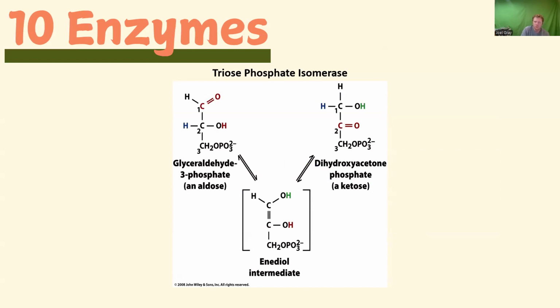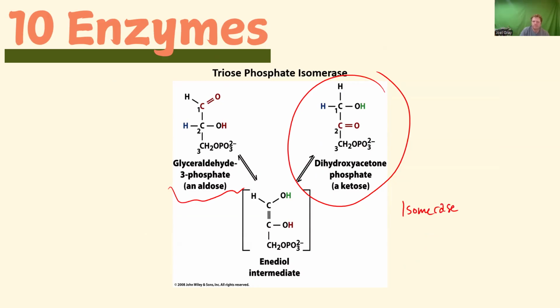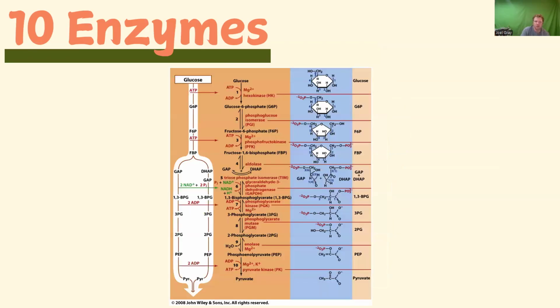With the dihydroxyacetone phosphate that's produced, we have to isomerize it to make glyceraldehyde 3-phosphate. And the enzyme that does this is triose phosphate isomerase. And if you're playing along at home, you guessed it, this is an isomerase. So once we've used this reaction, we are done with the investment phase. So enzyme number 5, triose phosphate isomerase, marks the end of the investment phase.